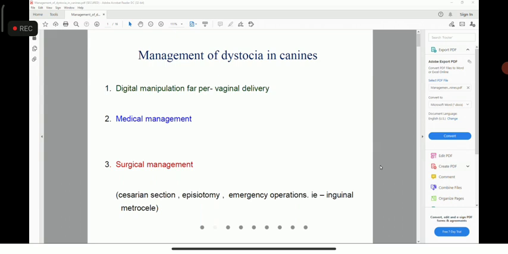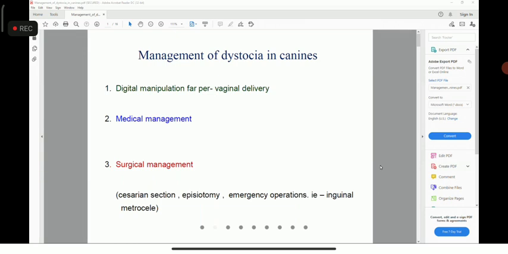Then medical management: what drugs you can prescribe, what drugs you can recommend and start for parturition, to hasten the parturition event, and then at last surgical management. So in today's class we will discuss this digital manipulation and medical management only.